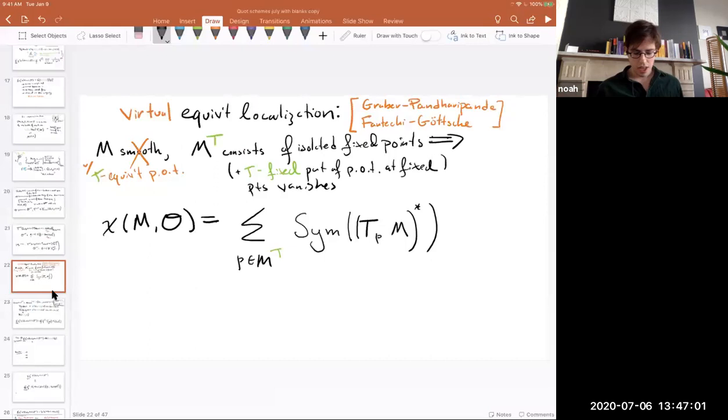And one has the same formula as before, only now all the sheaves are decorated with the symbol ver. So the smooth structure sheaf becomes the virtual structure sheaf, and the tangent sheaf becomes the virtual tangent sheaf. And you have the same kind of equality here. And so how does it look for the quad scheme?